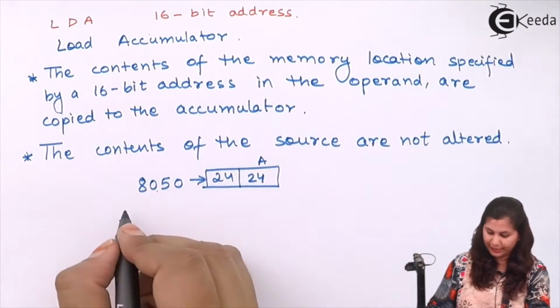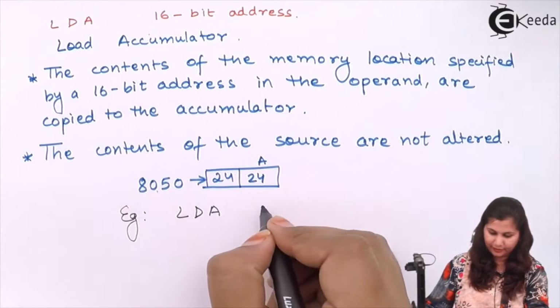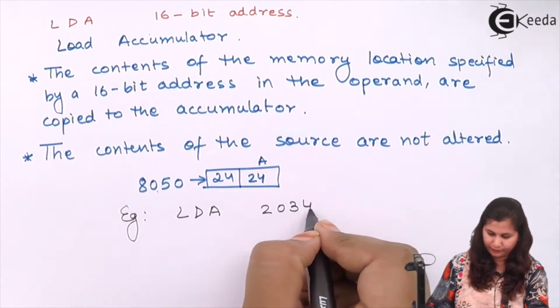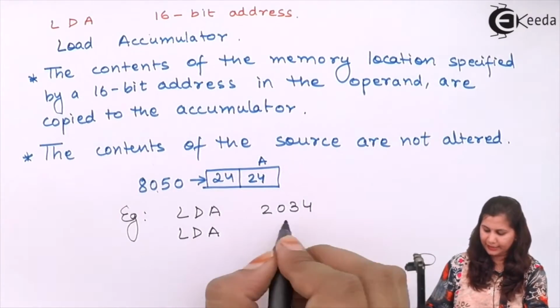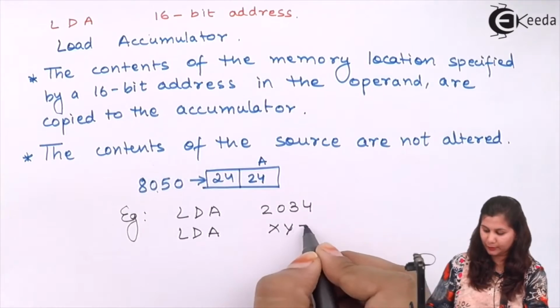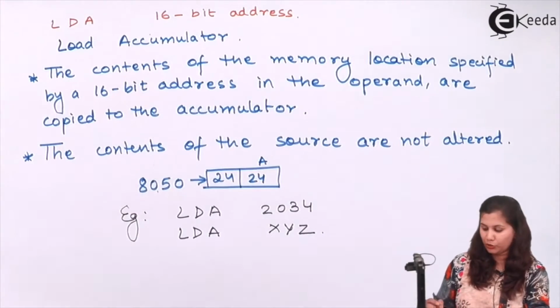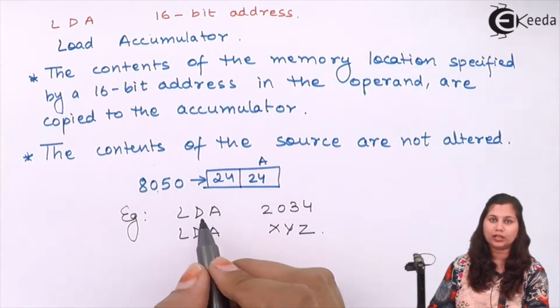If we take an example, then we have LDA 2034, or we have LDA and any address, any memory, the 16-bit address can be here. So XYZ. So the contents of this memory location will be copied into the accumulator.